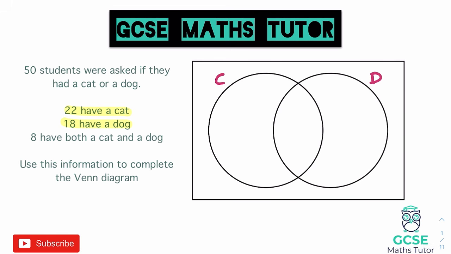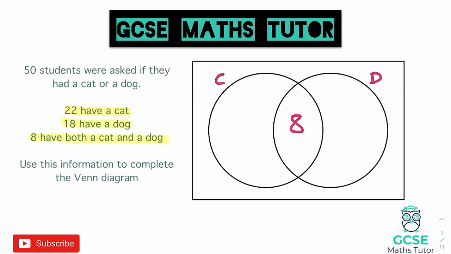So moving on to the next bit, it says 8 have both a cat and a dog. So that bit of information can go in because we know that the 8 that have a cat and a dog would have to go into the centre. So straight away in the middle, we can put that 8 have both. It doesn't tell us how many have neither, so that is the unknown piece of information we're going to have to work out. Now we can move back to that first line as it says that 22 have a cat.